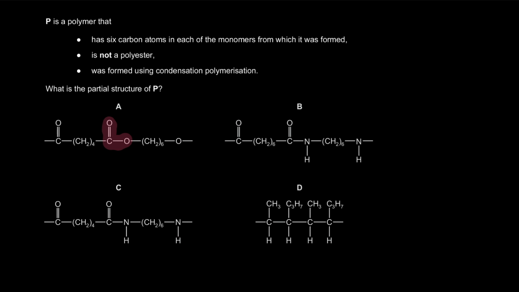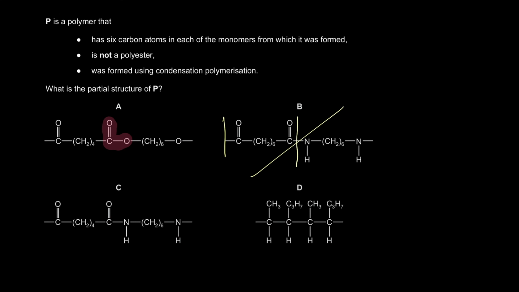Okay, has 6 carbon atoms in each of the monomers. So let's highlight the monomers for this. This is my 1 monomer. This is my 1 monomer, is it? Okay, well, it's one of those polymers where there are 2 different monomers, right? In each of the monomers. So this monomer over here has 8 carbons actually. 6, 7, and 8. And over here this has 6. So this is out. This is not true.